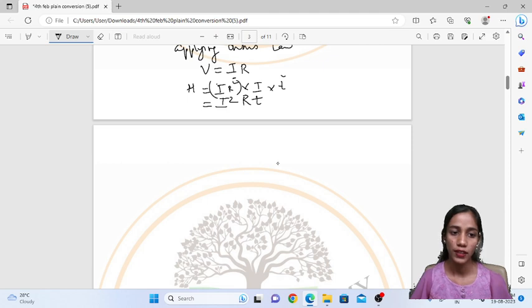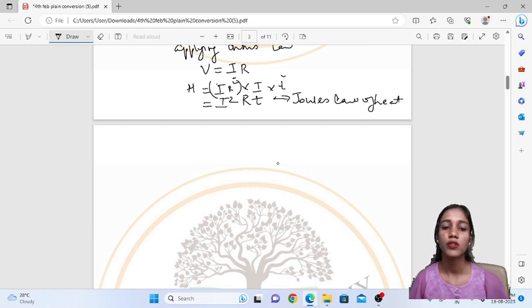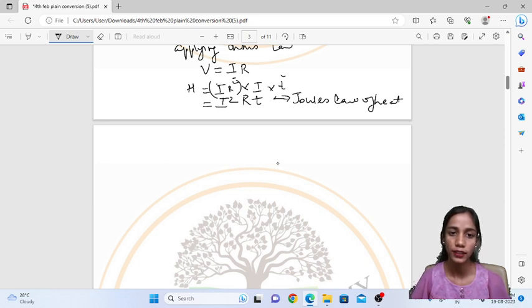This formula is known as Joule's law of heating. Joule's law of heating. It talks about three concepts: first of all, the current, the resistance, and the time.